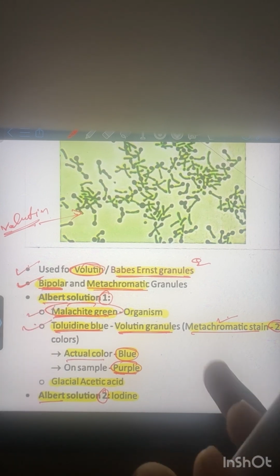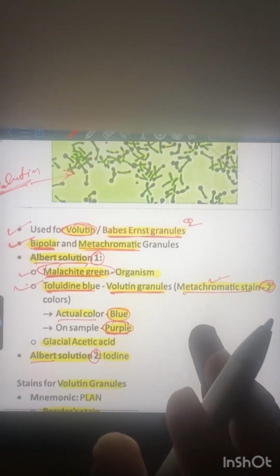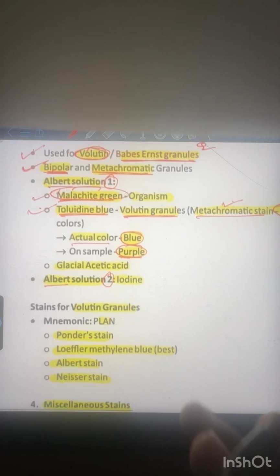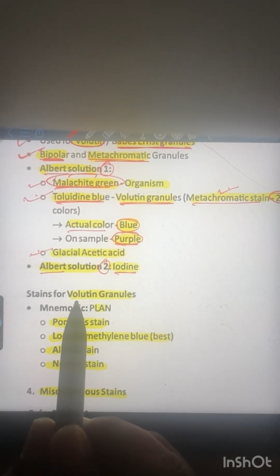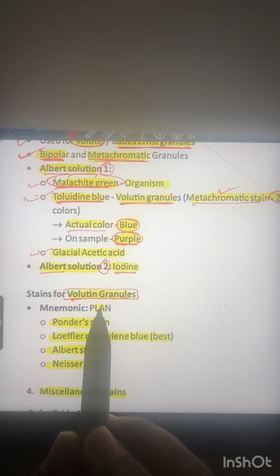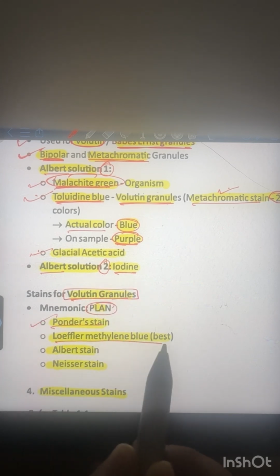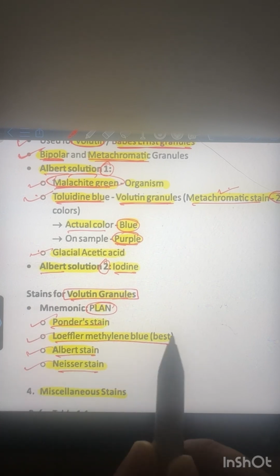Now they will also ask you, is this the only stain that you have for volutin granules? No. For volutin granules, there are a lot of stains. We are going to make a plan for the volutin granules. Out of the plan, I know anyway you have learned Albert stain, right? The other ones are P for Ponder stain, L for Loeffler's methylene blue, which is now coming across as the best stain and a famous PYQ. And finally, you have the Neisser stain. So please note, Ponder's, Loeffler's methylene blue, Albert and Neisser, the plan. That is what you had to know.